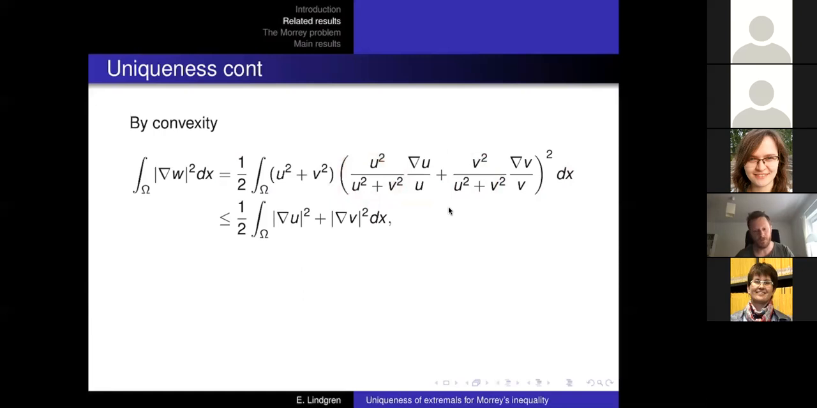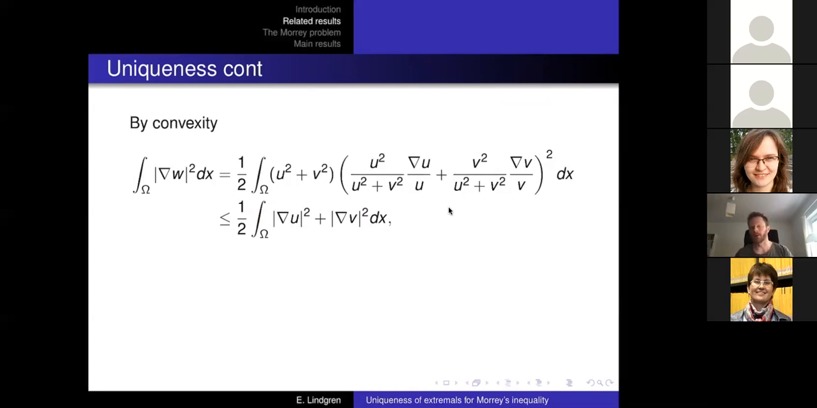So here we can use the convexity of the function that maps x to x squared for vectors. If you use convexity of this function, the square, we can bound this by just the gradient u squared and gradient v squared. Okay, but then if u and v are extremals or minimizers, then this new function is also a minimizer. So we have constructed a new minimizer in that case. Okay, but then since this was the minimum, we have equality all the way.